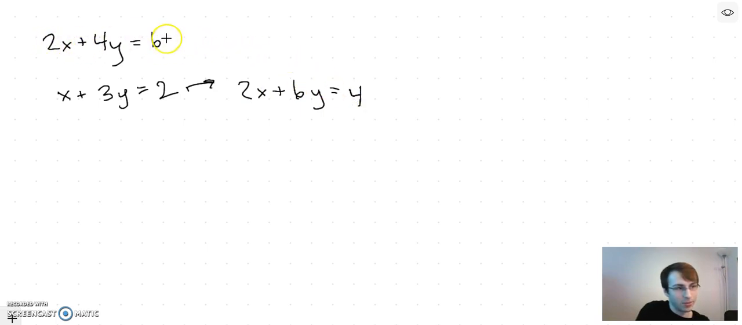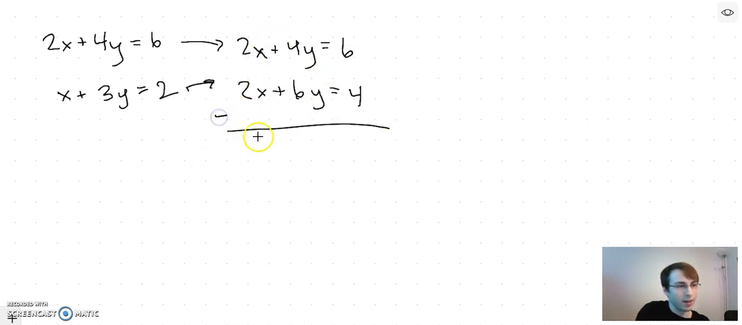And then we'll just write this equation again on top: 2x plus 4y equals 6. Now if we subtract, the x's will cancel. So minus that, the x's cancel. And then we've just got 4y minus 6y, it's negative 2y equals 2. So y equals negative 1. And then we could just plug it back in and solve for x.